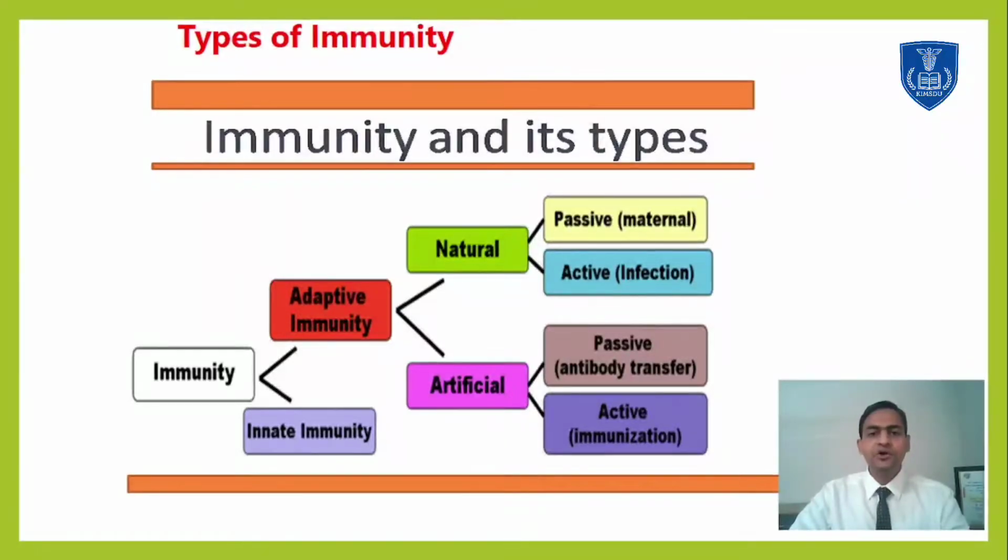And if the antibodies are not in sufficient quantity, or some antibodies are not there, there will be infection in that particular newborn, and that infection will also give immunity, but that immunity will be labeled active because the body is actively trying to defend against that particular infection. That will be labeled as active immunity in natural immunity. Whereas artificial immunity is again subdivided into passive as well as active components.